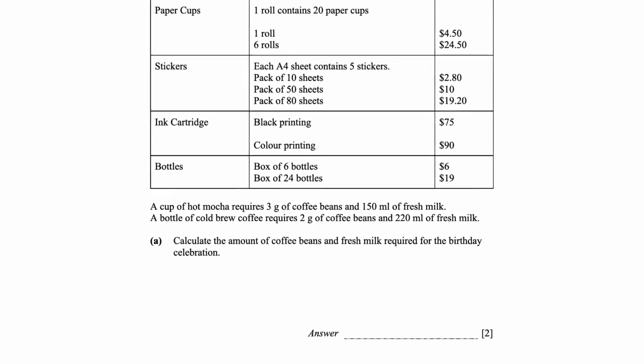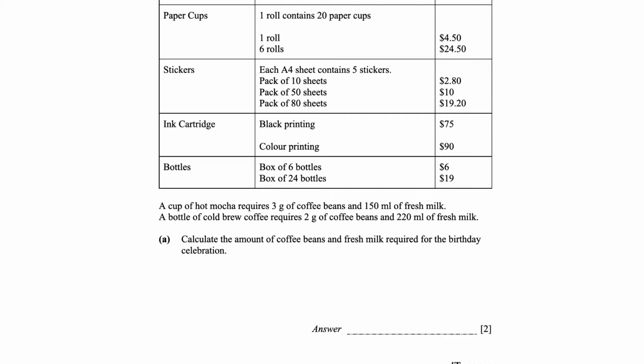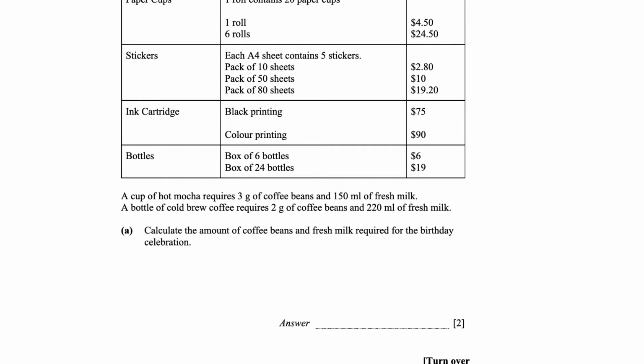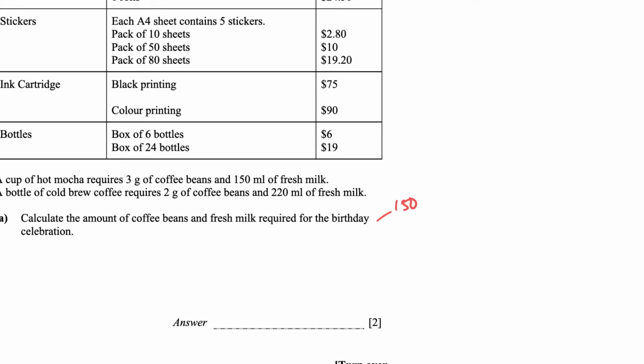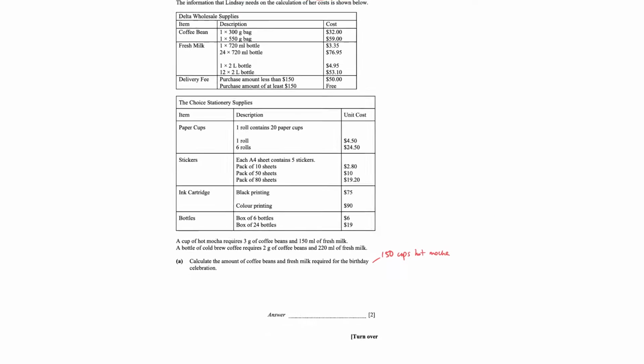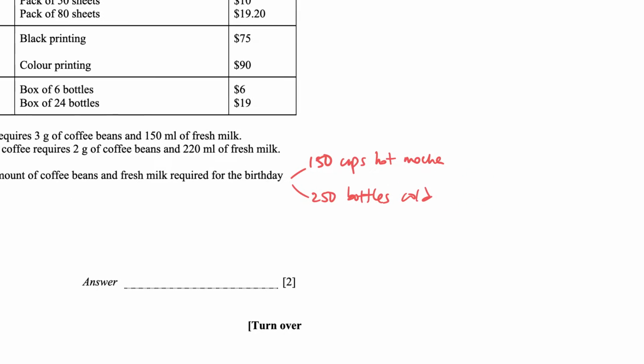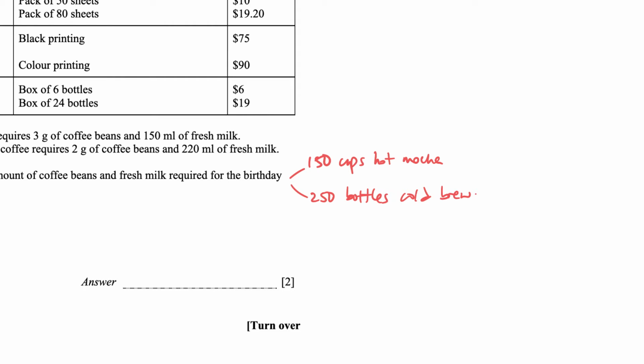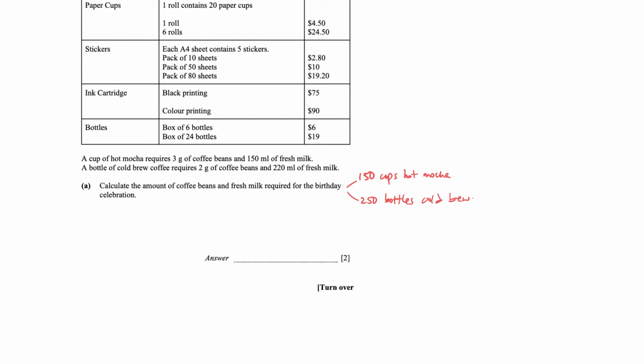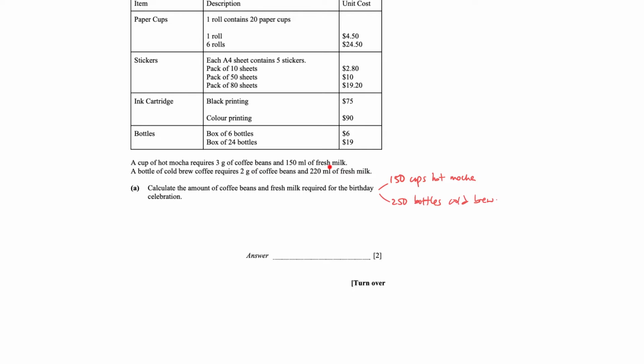So for the birthday celebration, I need 150 cups of hot mocha and 250 bottles of cold brew. Each one, you realize that even hot mocha requires coffee beans and fresh milk, and cold brew also requires coffee beans and fresh milk. So we need to calculate in total how much.